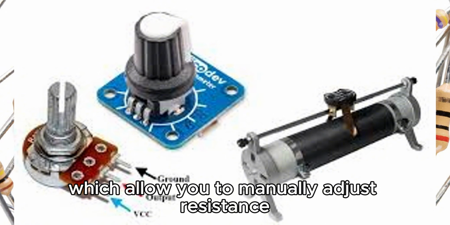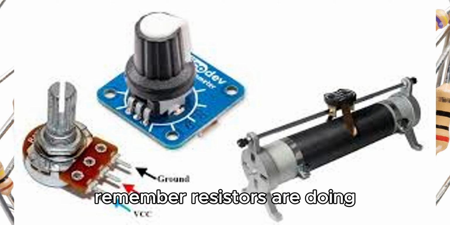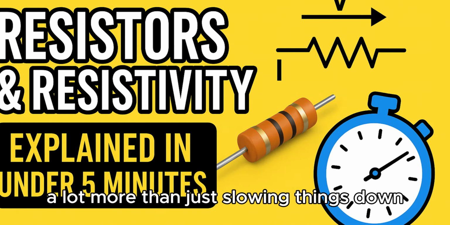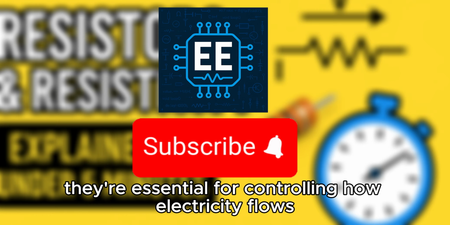So next time you look at a circuit, remember, resistors are doing a lot more than just slowing things down. They're essential for controlling how electricity flows.